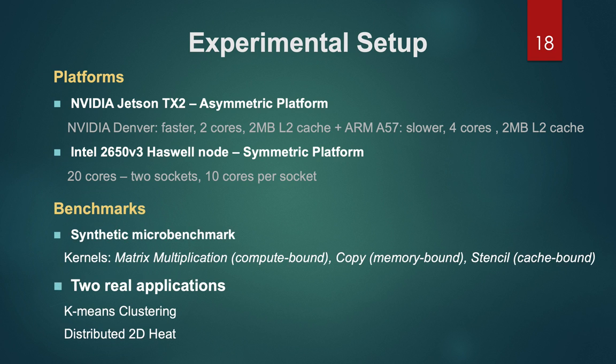For benchmarks, we use synthetic benchmarks and two real applications in order to build synthetic DAGs and also represent different task types. We use 3 kernels: matrix multiplication, copy, and stencil. The applications include k-means clustering and two-dimension heat.